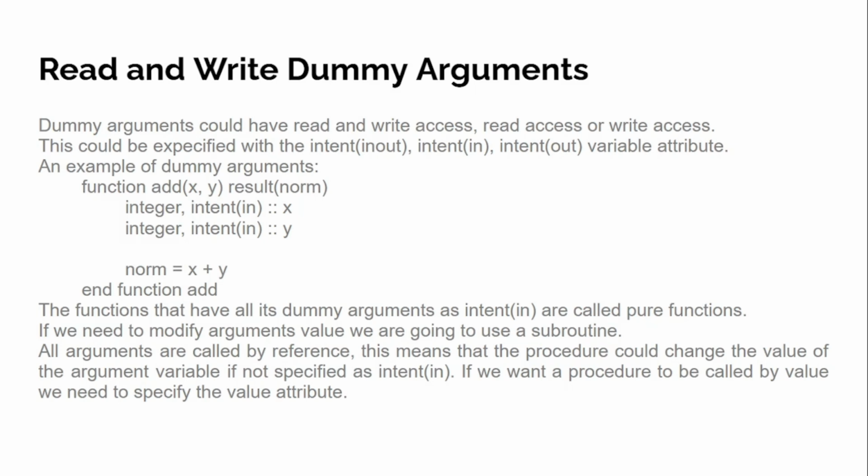If we need to modify an argument's value, we are going to use a subroutine. All arguments are called by reference. This means that the procedure could change the value of the argument variable if not specified as intent. If we want a procedure to be called by value, we need to specify the value attribute.